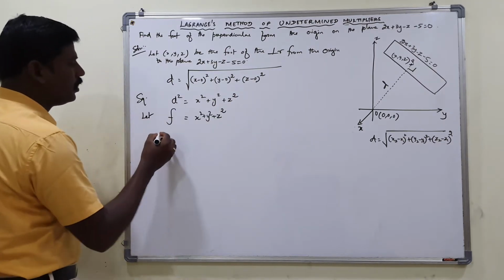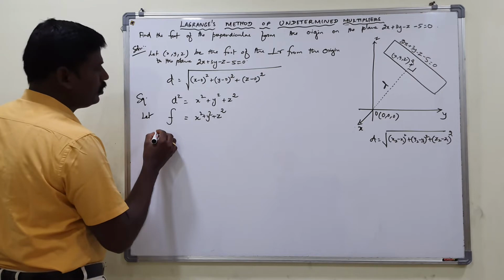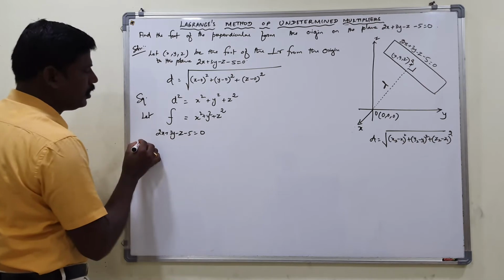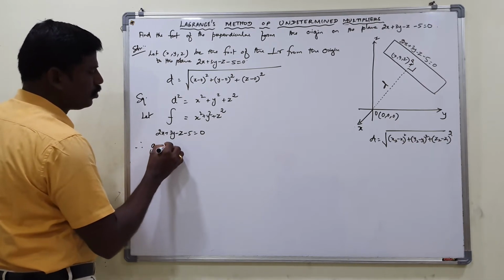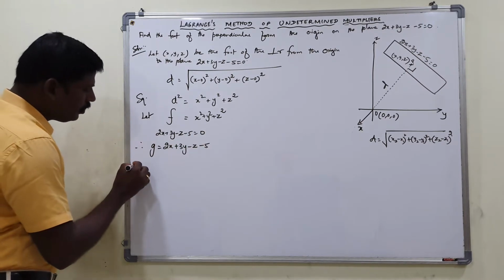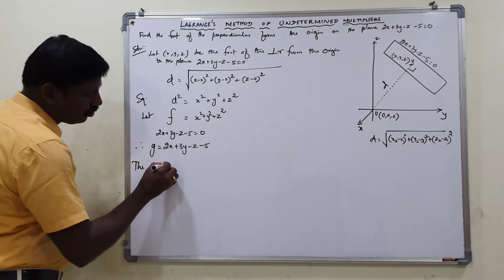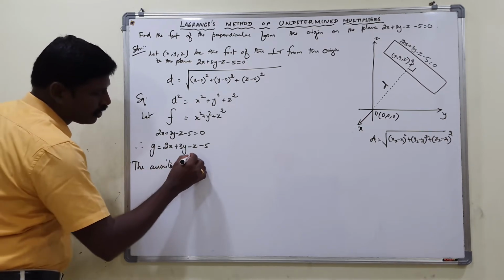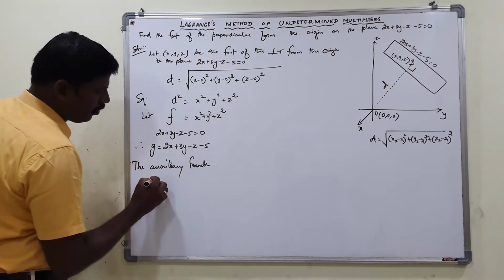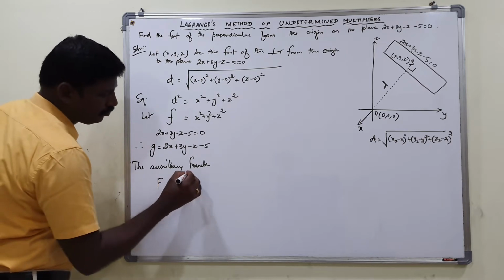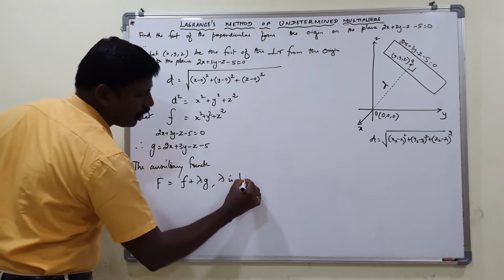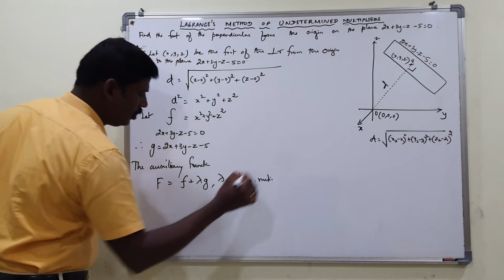And the given condition, what is the given condition? 2x plus 3y minus z minus 5 equal to 0, isn't it? Therefore, I am taking this condition as g. So g is 2x plus 3y minus z minus 5. Now the auxiliary function. Capital F is equal to small f plus lambda into g, where lambda is the Lagrange multiplier.